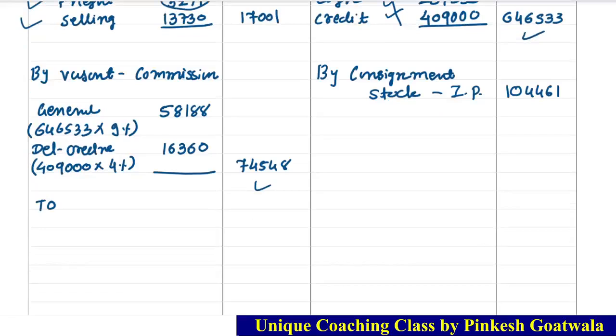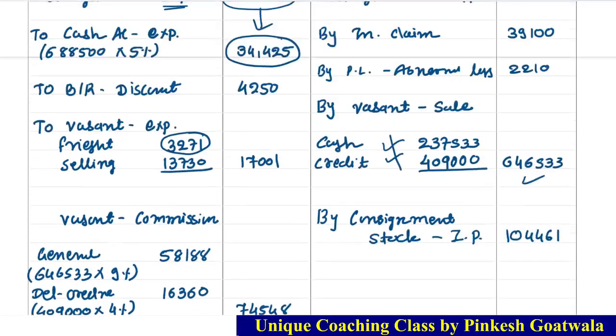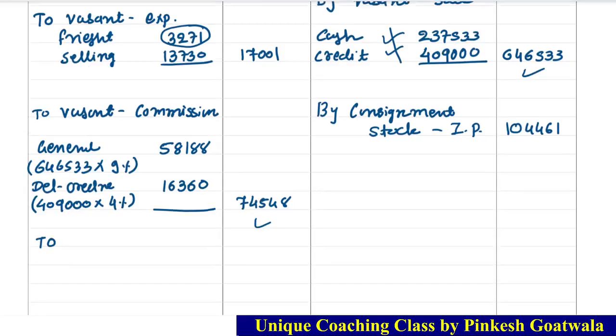We also have to show the reserve, meaning the difference, the consignment stock reserve difference. Now the question is how to find the difference. Normally if we have units, we multiply units by the difference and get the amount. But here, how do we find the difference?